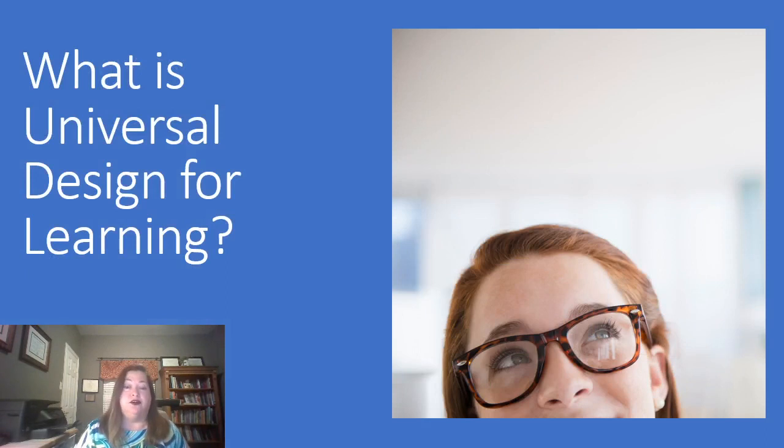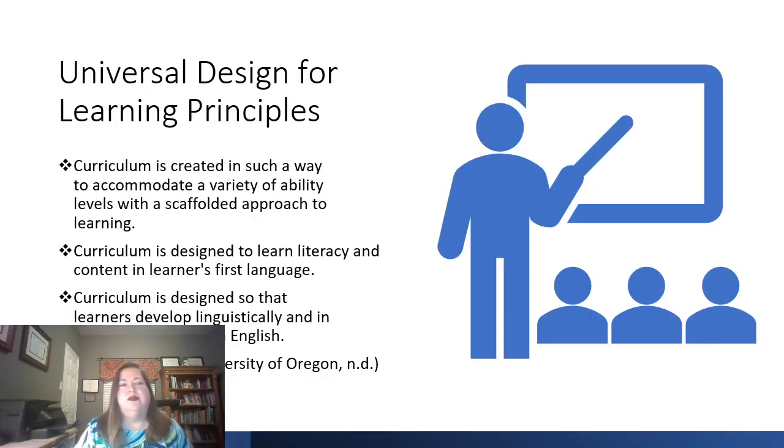What is universal design for learning? The curriculum is created in such a way to accommodate a variety of ability levels with a scaffolded approach to learning. Curriculum is designed to learn literacy and content in the learner's first language. So we want to consider what is their heritage language. Is it Spanish? We want to make sure that the student has a good foundation in their native language before they transfer those skills into their second language. And then the second goal is for them to be proficient in English with literacy skills, but also in their content and their knowledge of the skills that are learned at each grade level through the TEKS.